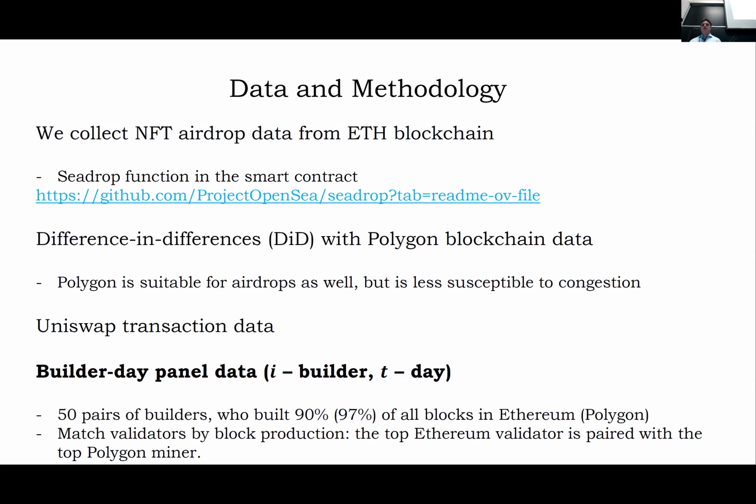So we look at Uniswap transactions. Polygon is again the blockchain that I'm using to do this difference analysis. Then we look at Uniswap transaction data, because these are the ones that I use to measure the price impact. These are swaps that you do on Uniswap. And then we look at builder-day panel data.